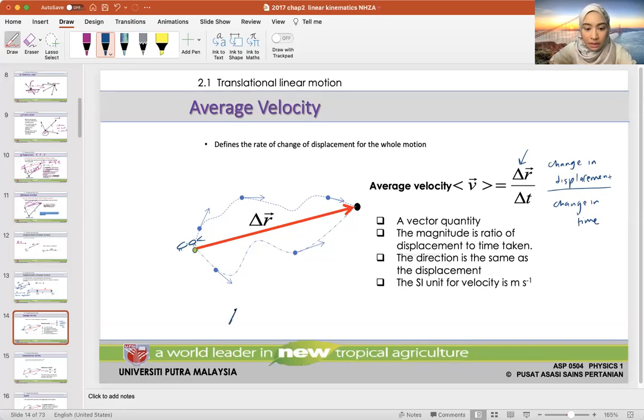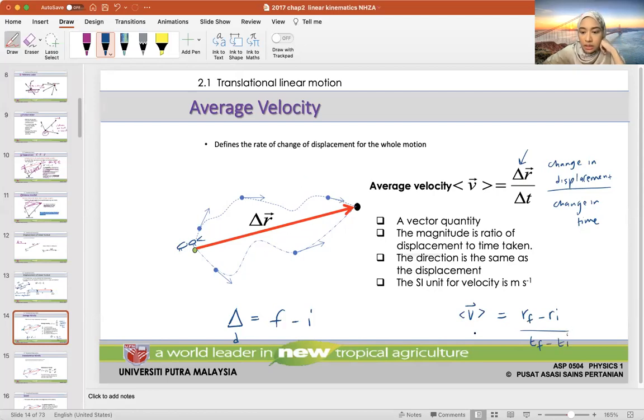So bila kita cakap pasal change, delta, it is always final minus initial. Always, tak pernah initial tolak final. Kalau change in ataupun delta ataupun d, small d, is always final minus initial. So in this case, if I expand this equation, average velocity is equal to RF minus RI. Sebab ada delta ni, bila saya expand delta ni, RF minus RI. Sama juga macam time: time final minus time initial.